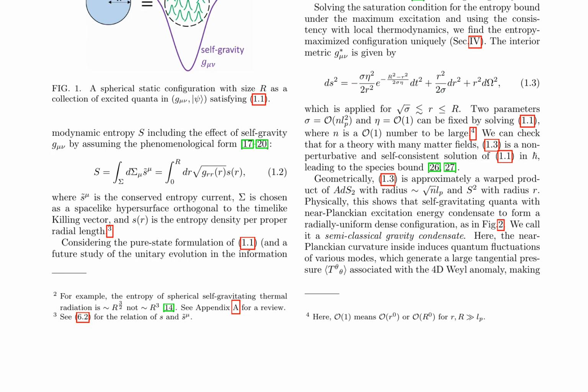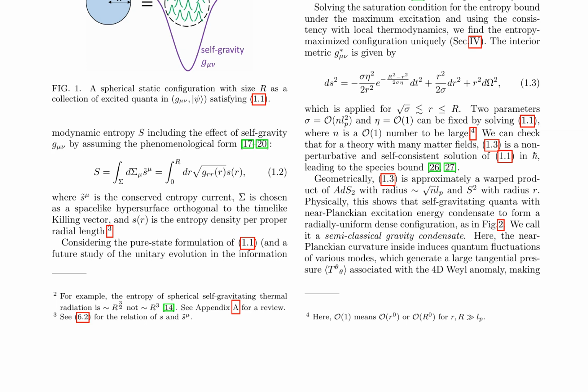The study utilizes the pure state formulation of quantum gravity and the idea of typicality to evaluate entropy density. The authors show that entropy increases with excitation energy at each point and derive an upper bound for entropy based on the global static condition. The solution of the saturation condition for the entropy bound under maximum excitation and consistency with local thermodynamics uniquely determines the entropy-maximized configuration. The interior metric is given by a warped product of AdS2 and S2, representing a radially uniform dense configuration of self-gravitating quanta.